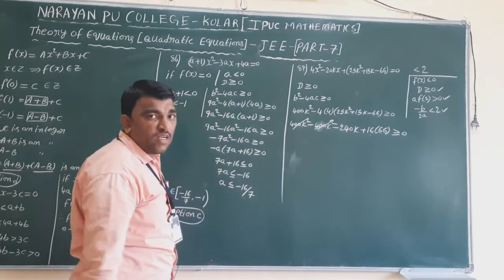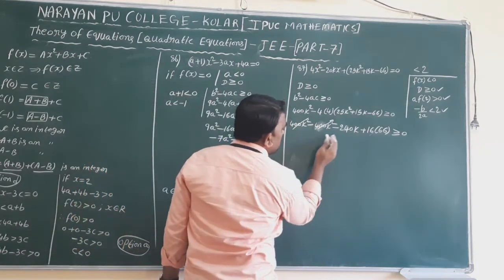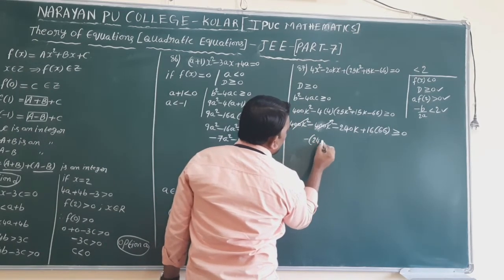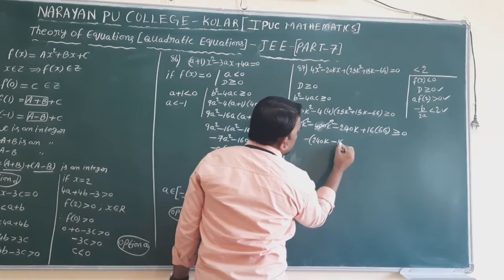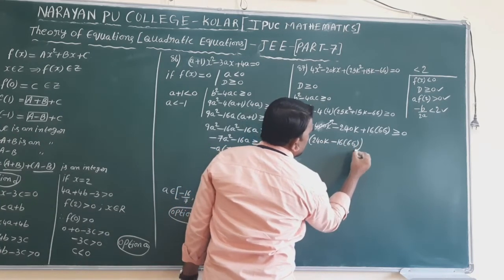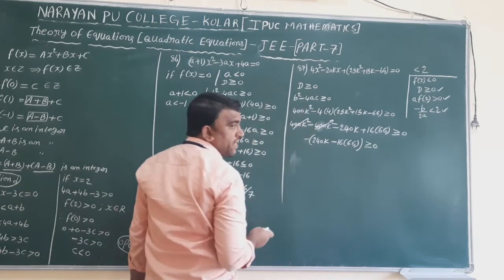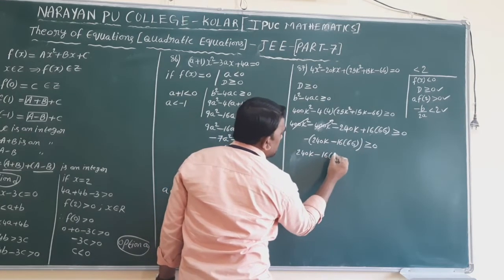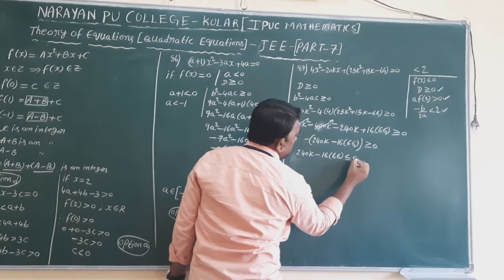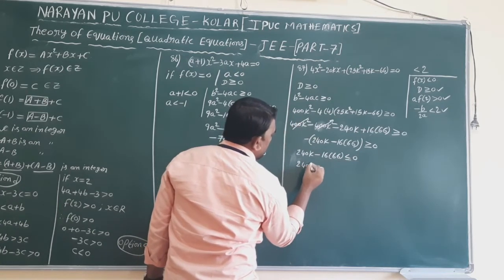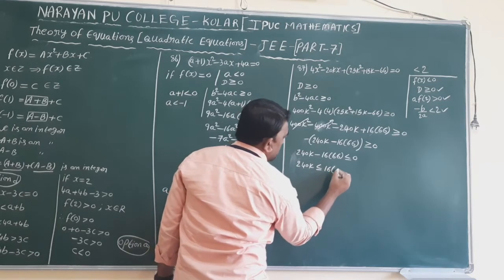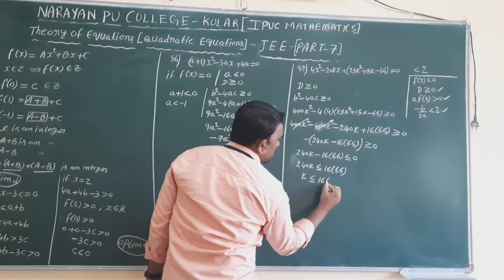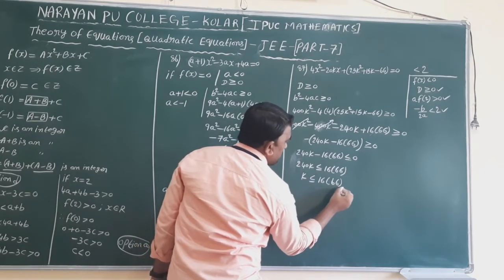400k² minus 400k² cancel. Remaining is −240k plus this one. Take minus common: −(240k − 16×66) is greater than or equal to 0. Divide with negative, inequality will change: 240k − 16×66 is less than or equal to 0. 240k is less than or equal to 16×66. So k is less than or equal to 16×66 by 240.